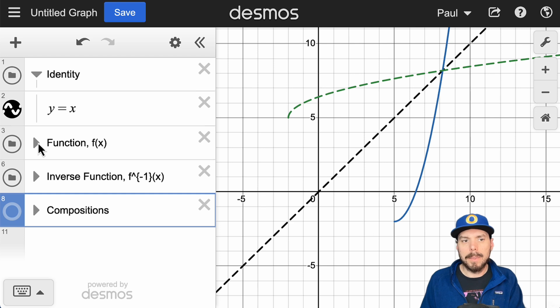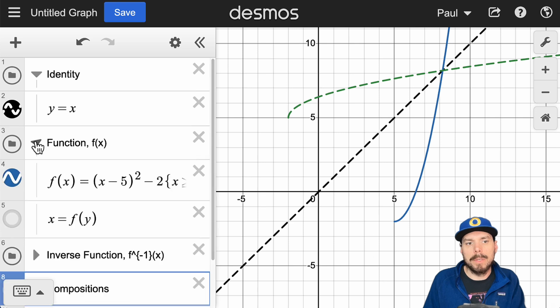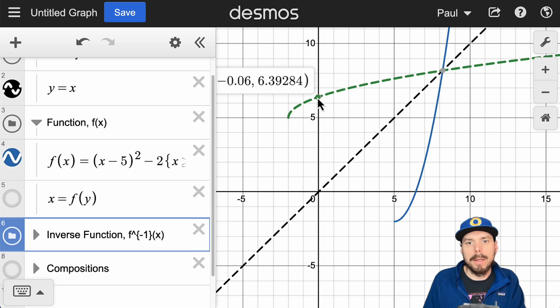The last concept I think that can really help you visualize these inverse functions is using the key points or adding a table in Desmos to show some points. I think it can be especially helpful if we start with a function that has both an x and a y intercept.